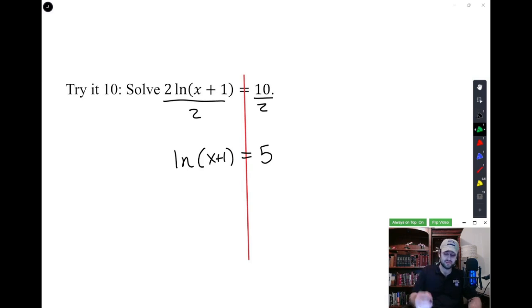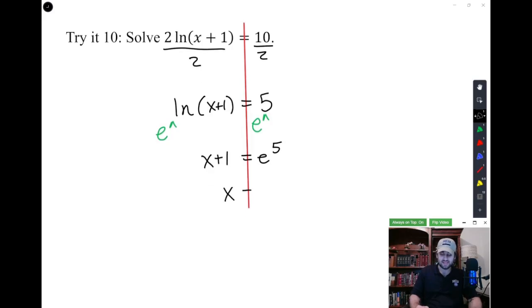And how do you get rid of the natural log? You base e it. And what you do to one side, you have to do to the other. And so we're left with x plus 1 equals e to the 5, which means that x is equal to e to the 5 minus 1. All right.